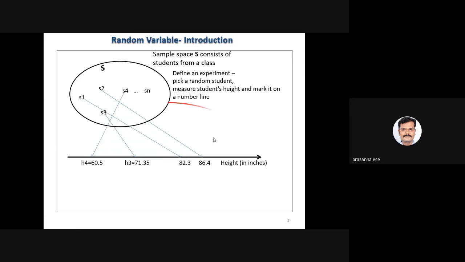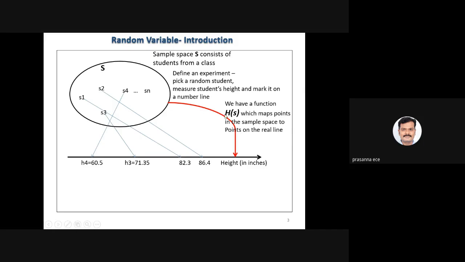Basically, we are mapping all the outcomes of this sample space S to a real number line. Since mapping is in the context of functions, mapping means we have one set of values. All those values go into a particular function, and then that function generates some other set of values. That is what is called a mapping.